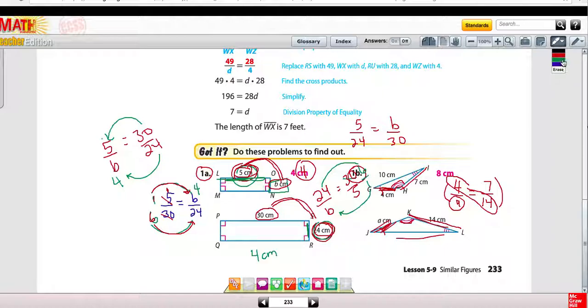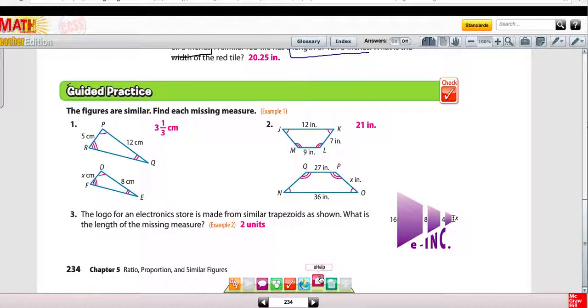You could have also gotten that by reducing 7 over 14 to 1/2. 1 times 4 is 4, and 2 times 4 is 8. Either way you do that, the proportion, whether you're solving it mentally, using cross products, or using a calculator, you'll be able to get that answer.